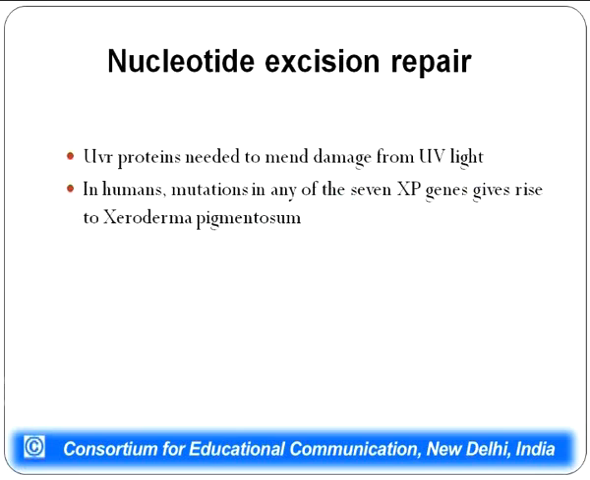These UVR proteins are needed to mend the damage from UV light in prokaryotes, and in humans they are needed for nucleotide excision repair of thymine dimers. Whenever there are mutations in these XP proteins, it leads to a type of cancer of the skin cells known as xeroderma pigmentosum. Whenever individuals who have mutant XP genes are exposed to UV light, it leads to severe lesions or blotches on the skin, and this comes under a type of hereditary cancer.